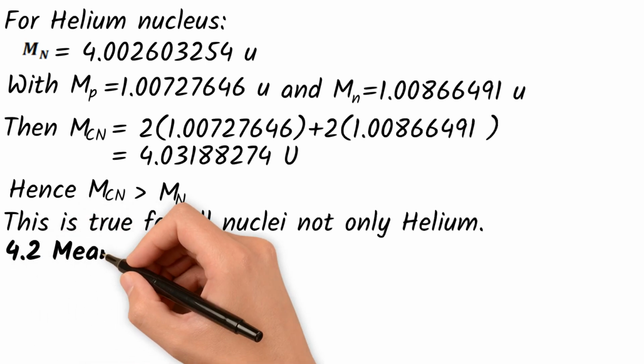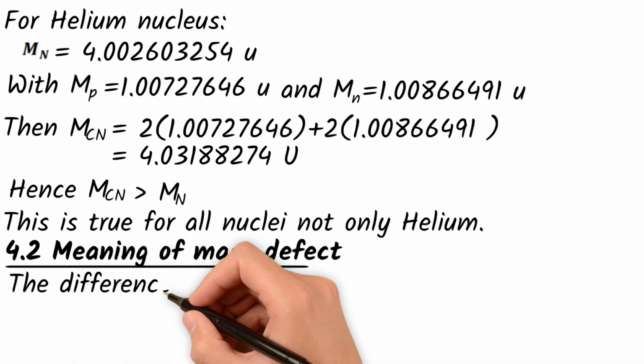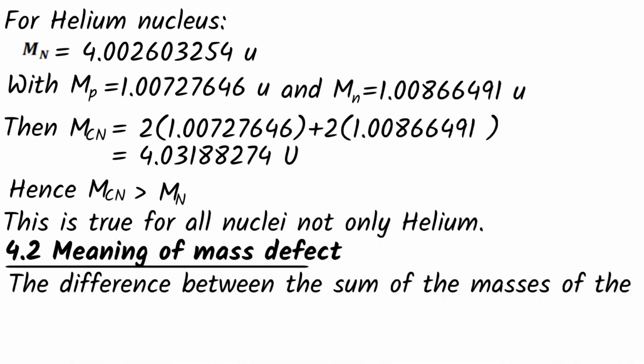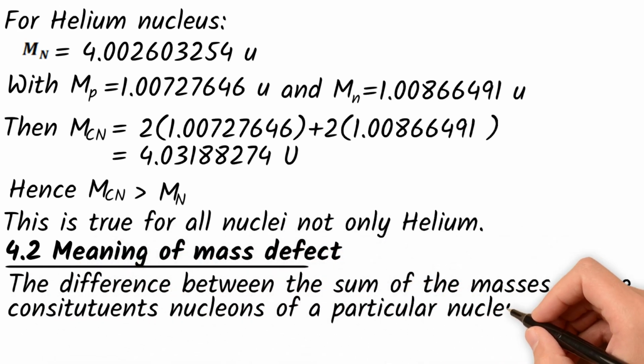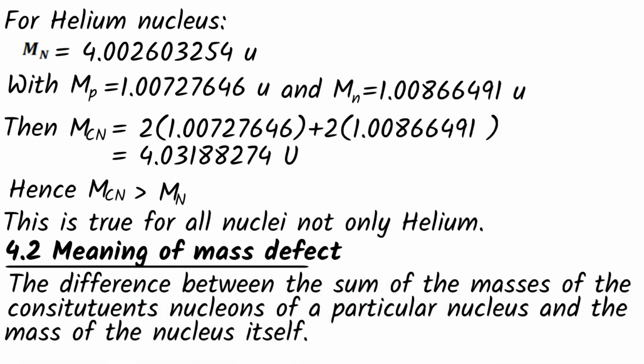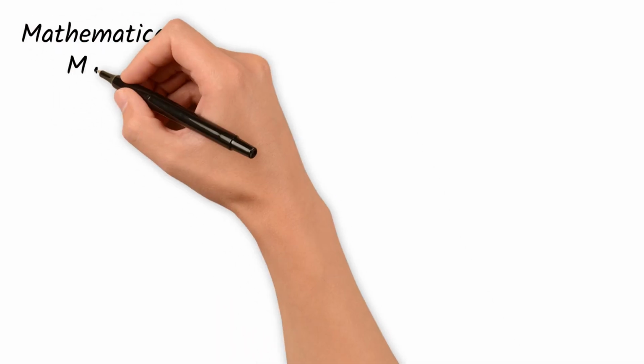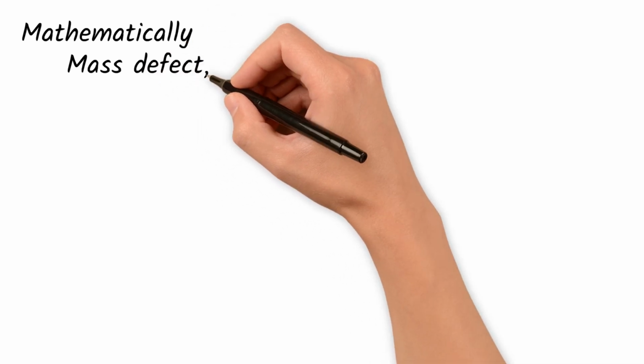Now, we are going to define what mass defect is. Mass defect is simply the difference between the sum of the masses of the constituent nucleons of a particular nucleus and the mass of the nucleus itself. That means if we take Mcn minus Mn, we obtain what we call the mass defect. You can also call it the missing mass. Again, mass defect, ΔM, which is a symbol, is equal to Mcn minus Mn.